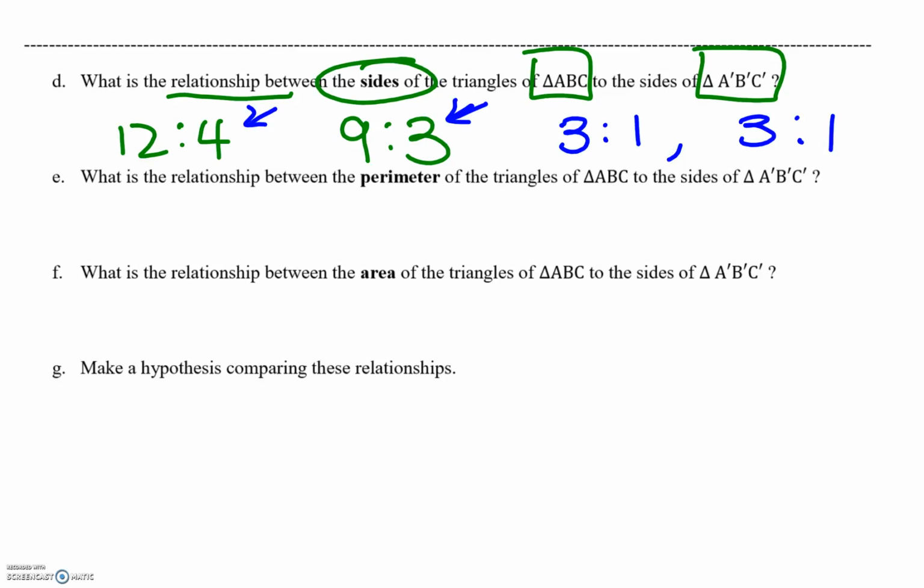So now I want you to do the same thing for part E. What is the relationship between the perimeter of triangle ABC to the perimeter of triangle A prime, B prime, C prime? And then for F, you're looking at the areas of both of the triangles. And then I want you to come up with a conclusion comparing these relationships.